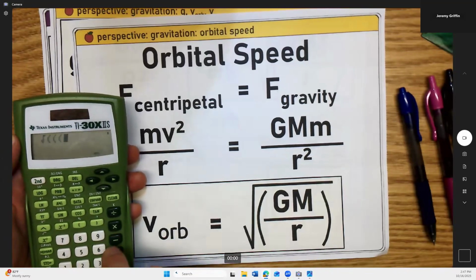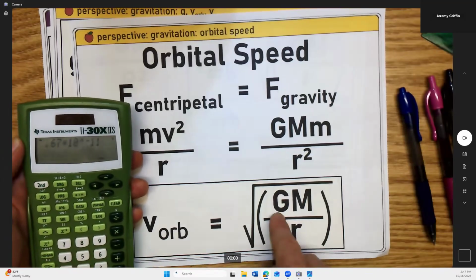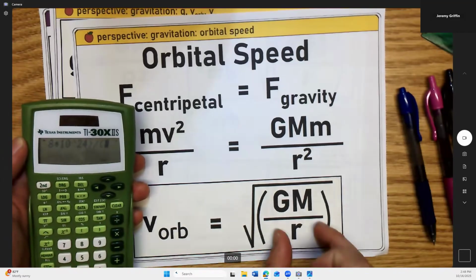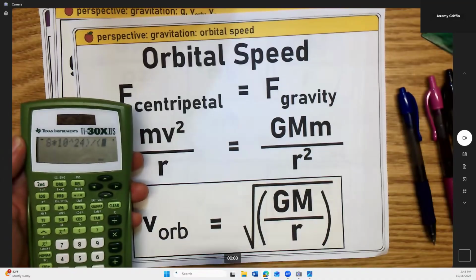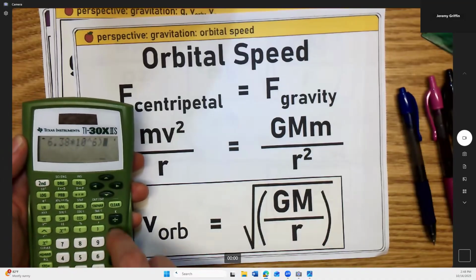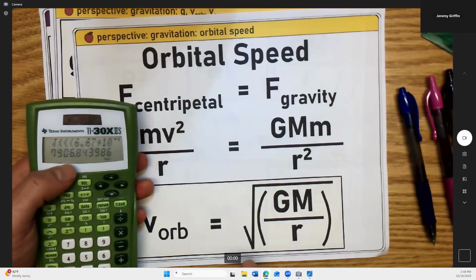So G is 6.67 times 10 to the negative 11. I'll put all these in SI units. The mass of the Earth is 5.98 times 10 to the 24. And then divide by, and then in parentheses, because I've got more scientific notation down here, the radius of the Earth is 6.38 times 10 to the 6, and that's meters. Okay? 10 to the 6, that's like million, right? Okay, so I get 7,900 and something.